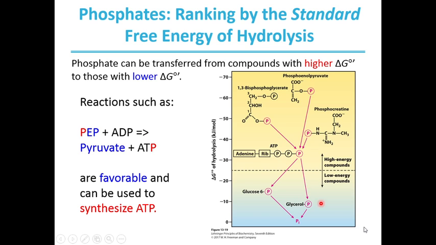Hydrolysis of low energy phosphate compounds such as glucose 6-phosphate or glycerol 3-phosphate releases phosphate, which has an even lower phosphoryl group transfer potential.